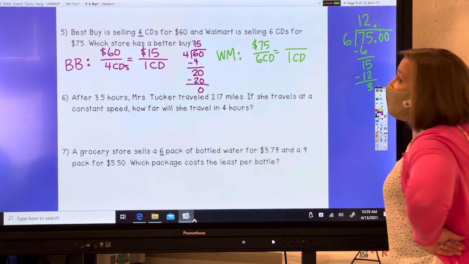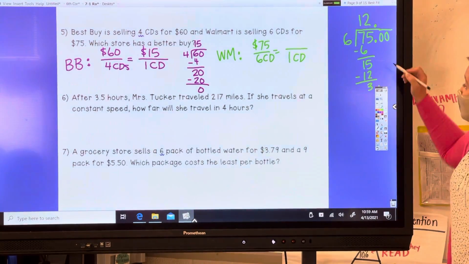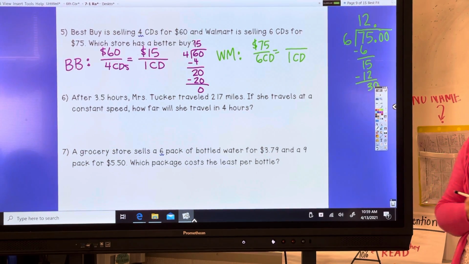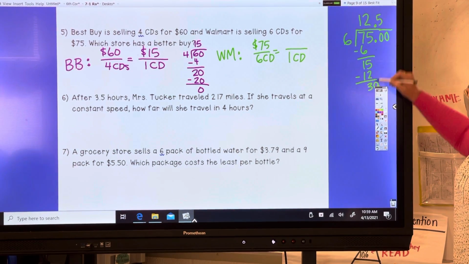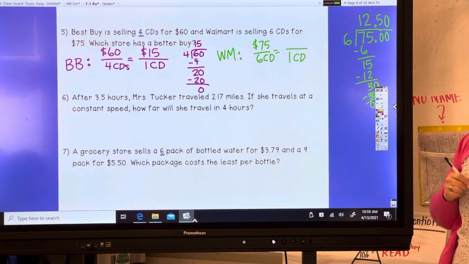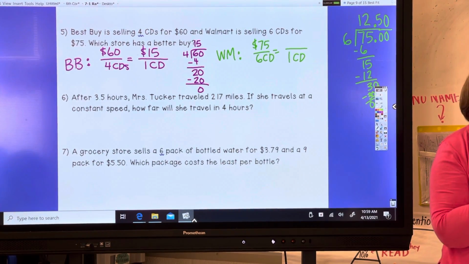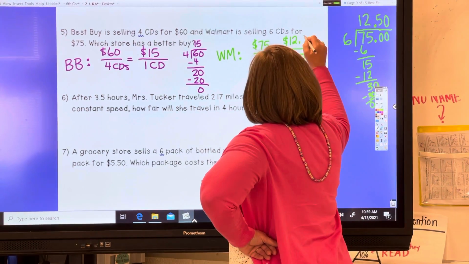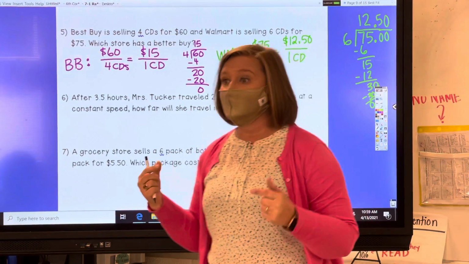So we need to add zeros, all right? So I'm going to bring my zero down. How many times will 6 go into 30? 5 times. 6 will go into 0 times. So how much is one CD at Walmart? $12.50.